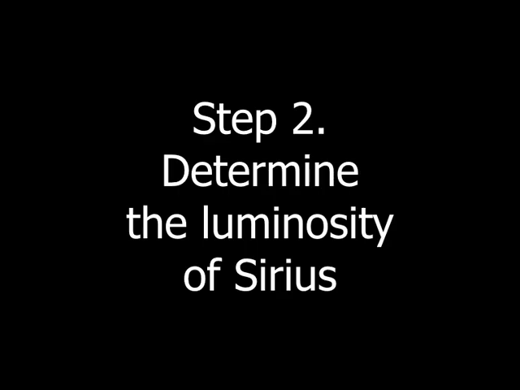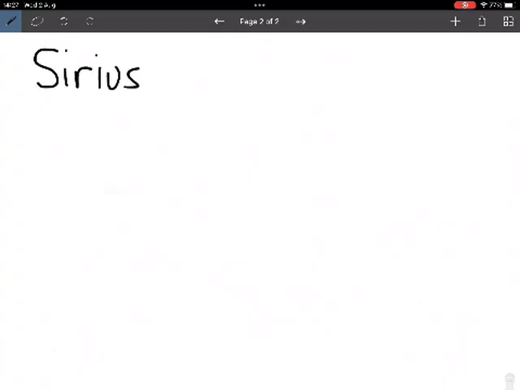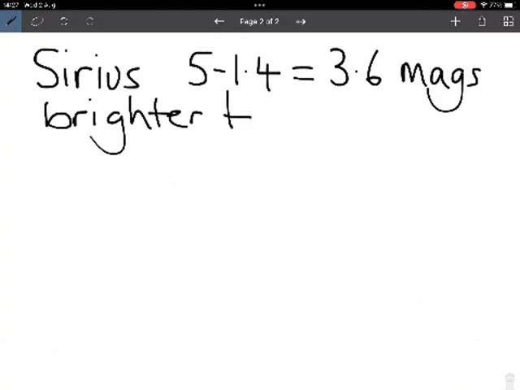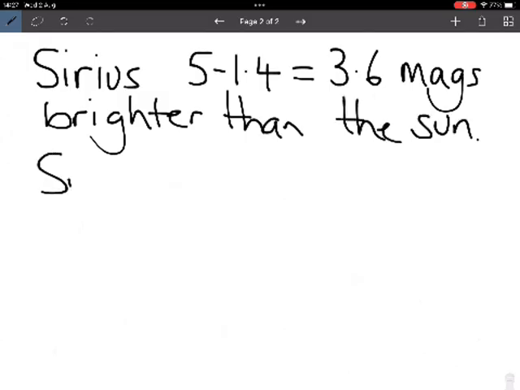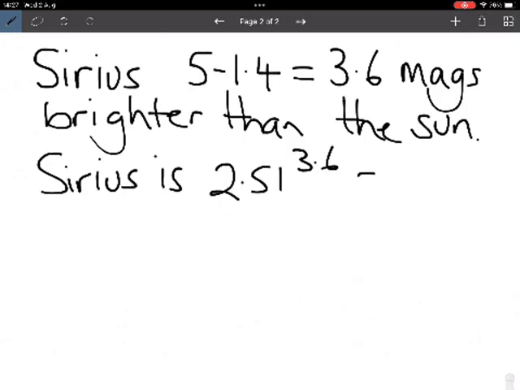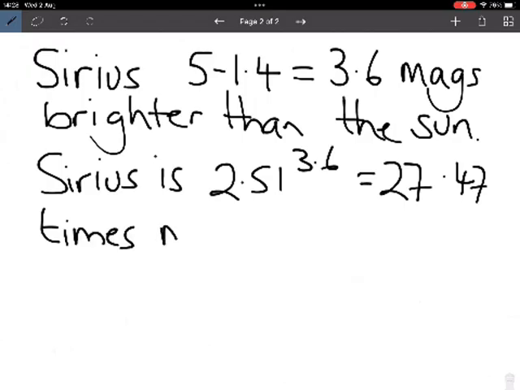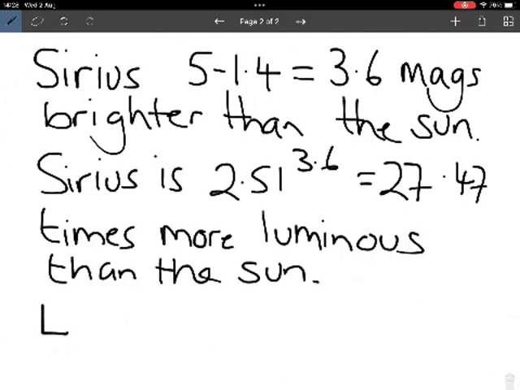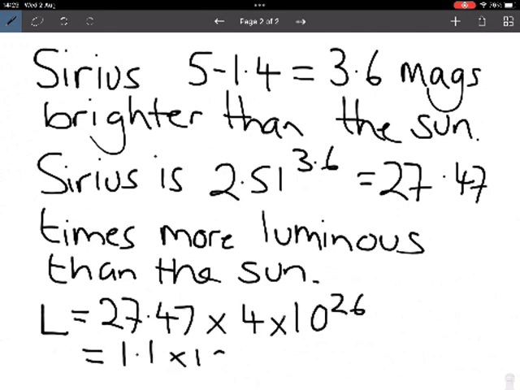Second, we determine the luminosity. Sirius is 3.6 magnitudes brighter than the Sun. It is therefore 2.51 raised to the power of 3.6 times more luminous than the Sun, which is about 27 times more luminous than the Sun. This means Sirius has a luminosity of about 1.1 times 10 to the power of 28 watts.